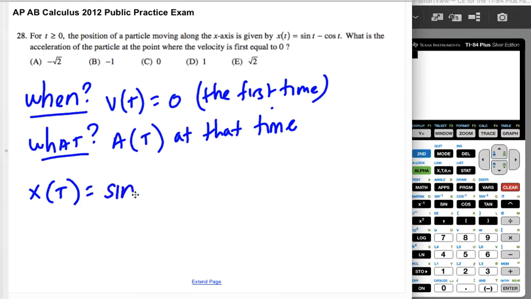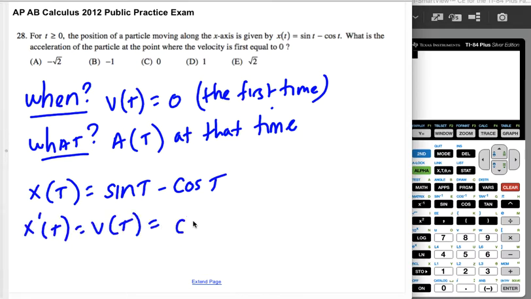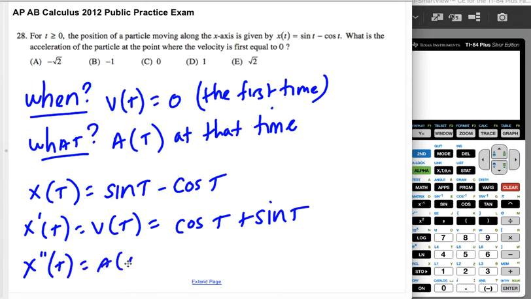So I have x of t equals sine of t minus cosine t. So my x prime, which is my velocity, is going to be the derivative of sine, which is cosine. Derivative of cosine is negative sine, so it's going to end up being a plus sign. My second derivative, which is going to give me the acceleration: derivative of cosine is negative sine. That's a sine. I just lost the ability to write. And then the derivative of sine is cosine.